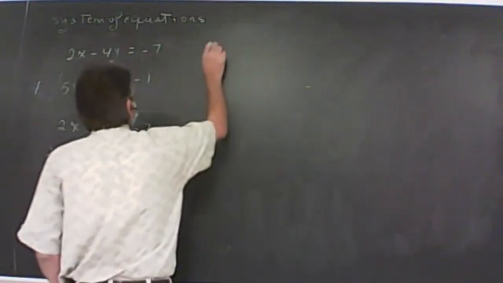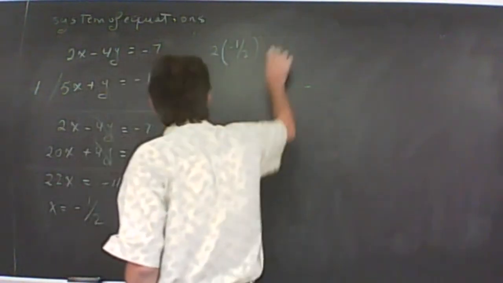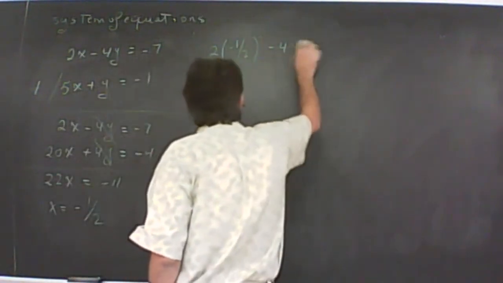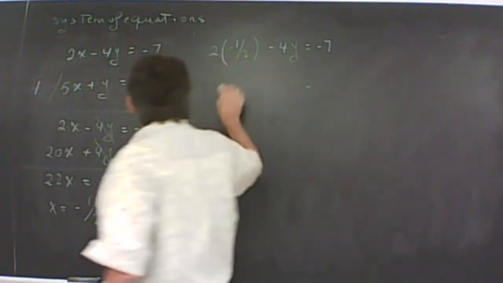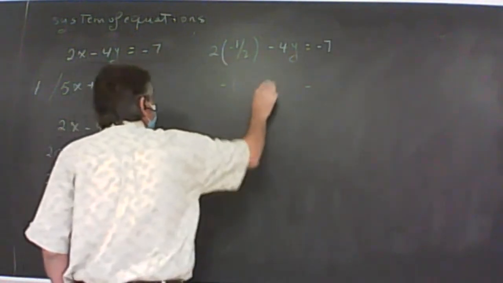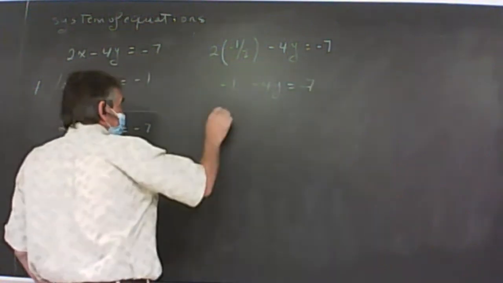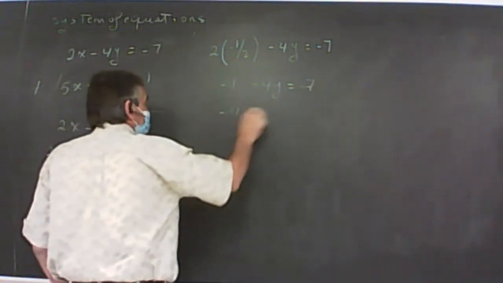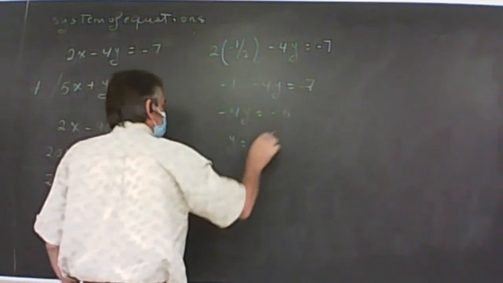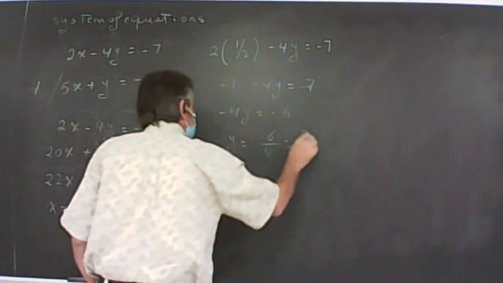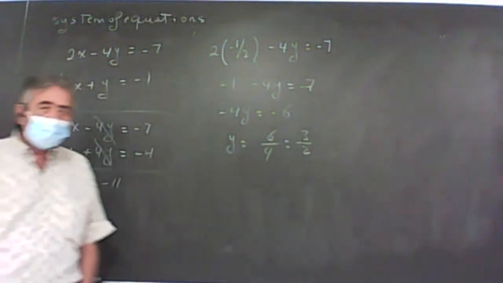So to substitute, there we have 2 times negative 1/2 minus 4y equal minus 7. So negative 1 minus 4y equal minus 7. So negative 4y equal minus 6. So y equal 6 over 4 is 3/2. Yes?